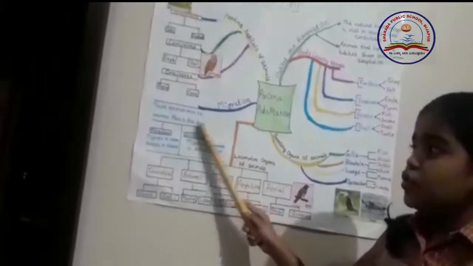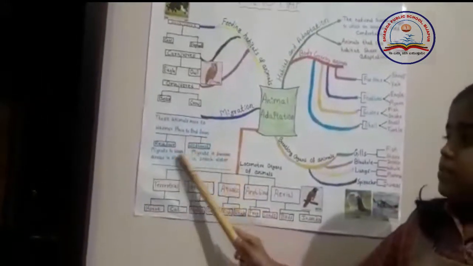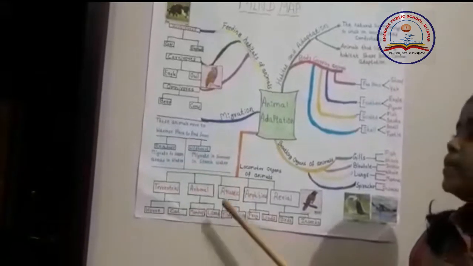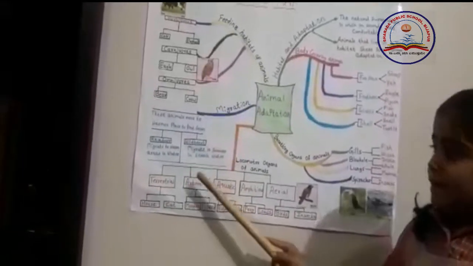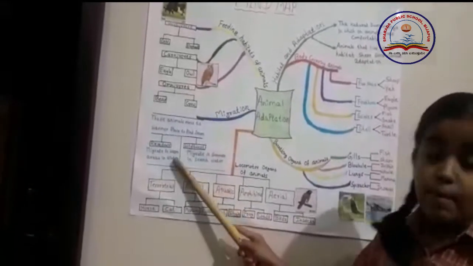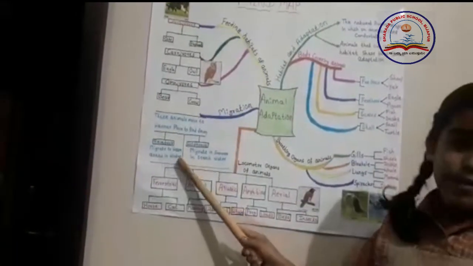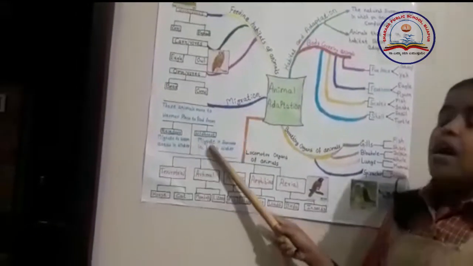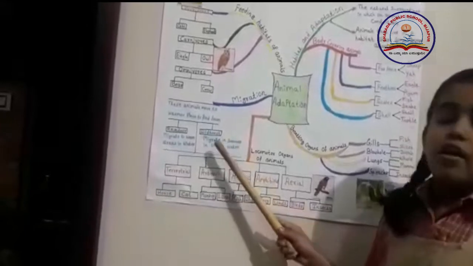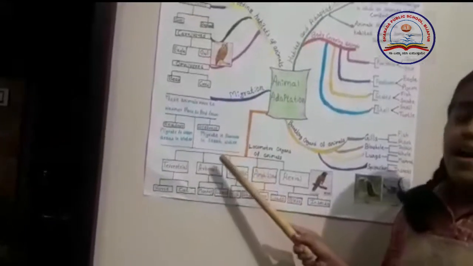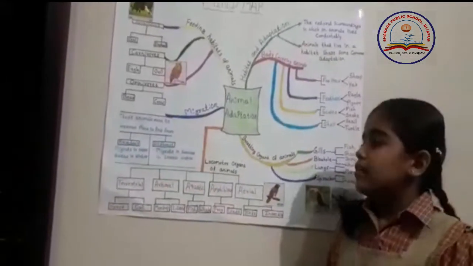Next I am going to explain about migration. These animals move to a warmer place to find food: the reindeer and the wildebeest. Reindeer migrate to warm areas in winter. And wildebeest migrate in summer in search of water.